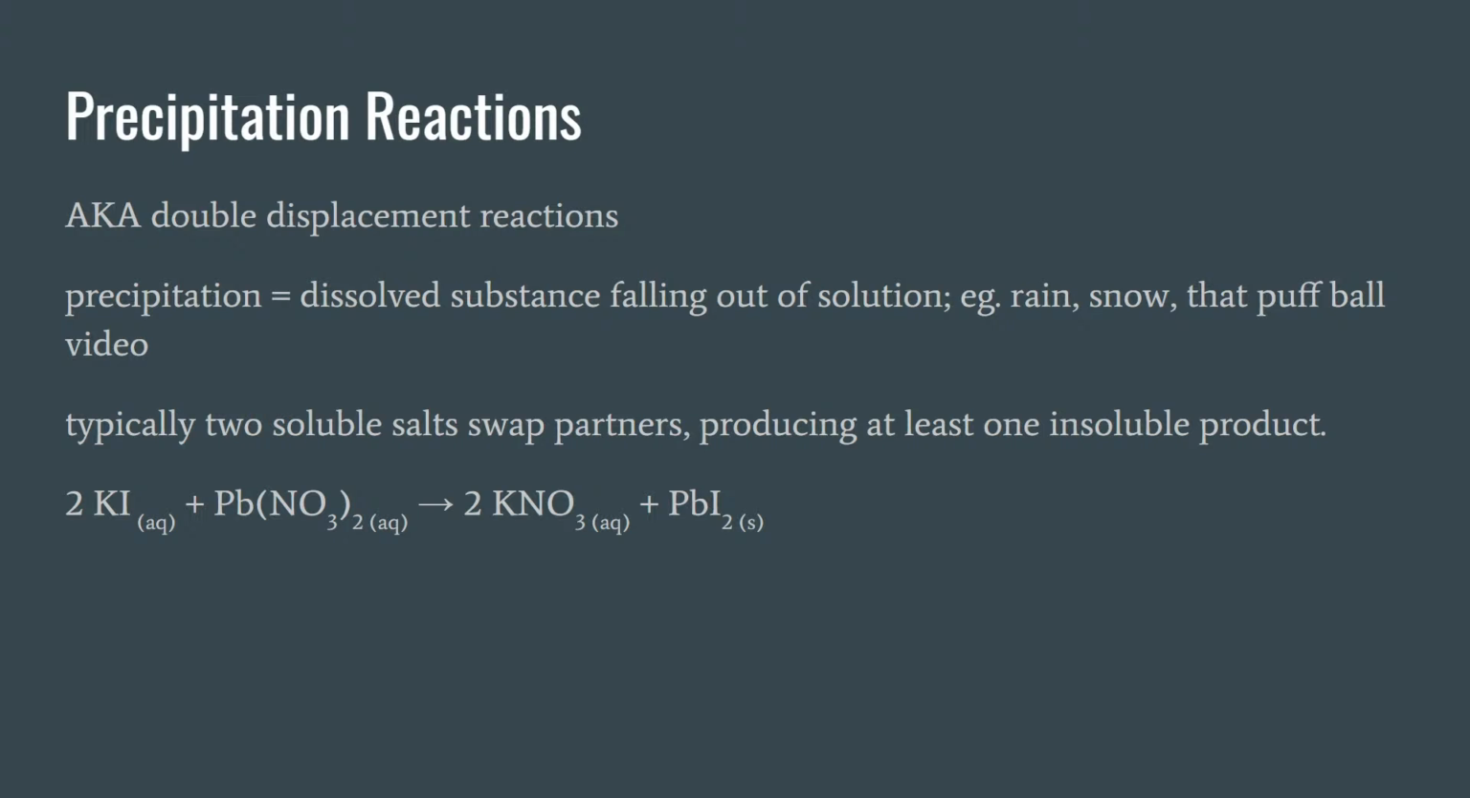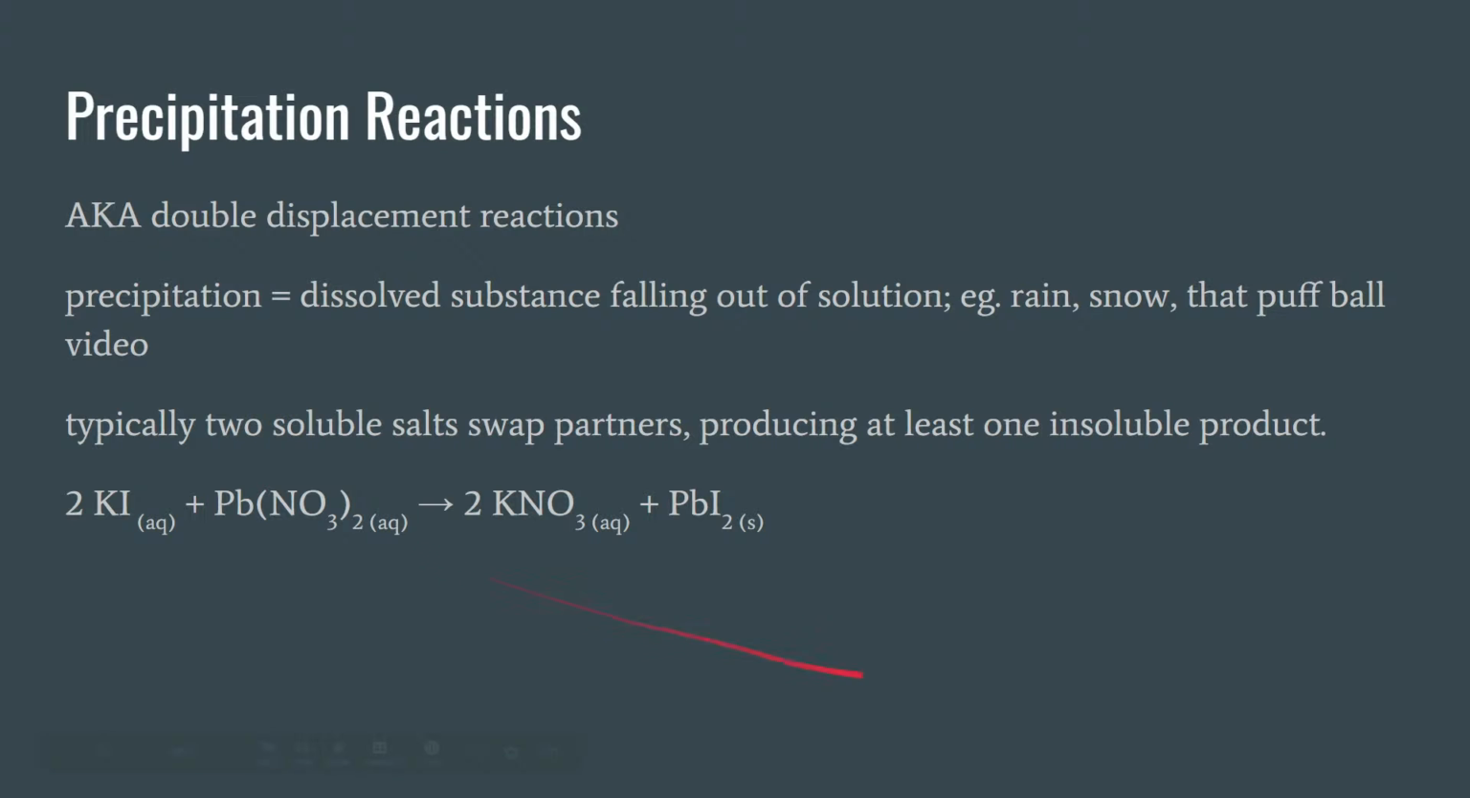So we have precipitation reactions, or double displacement reactions. Precipitation is when a dissolved substance falls out of solution. Okay? So rain or snow, those are both forms of precipitation: water dissolved in the air, coming out of the air as precipitation. We usually, though, talk about solids.